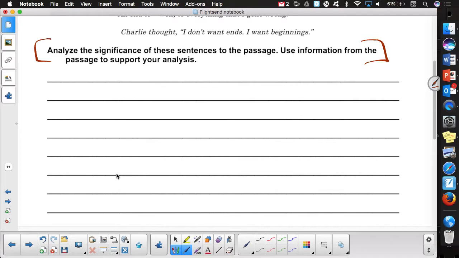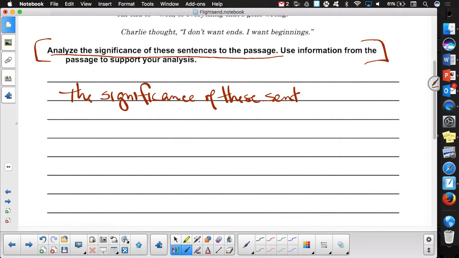Now I want you, this sentence right here. Oh, that sentence? Yep. Oh, that's impossible. The significance of the sentences on the passage to the passage. What? The significance of these sentences to the passage. You can write this word for word.